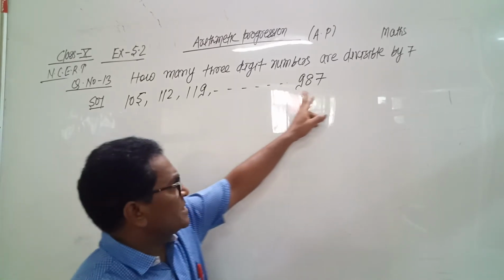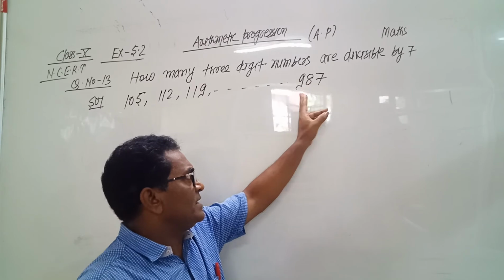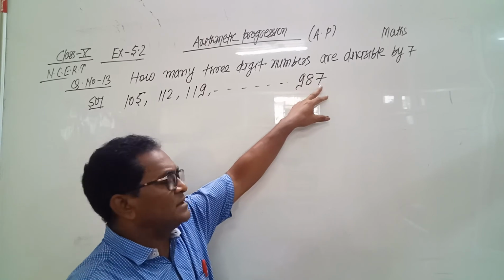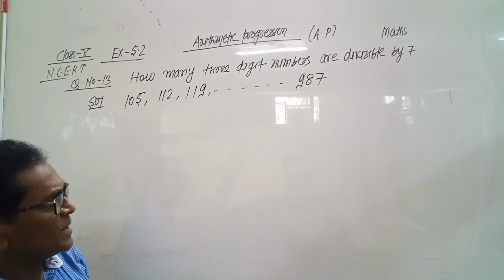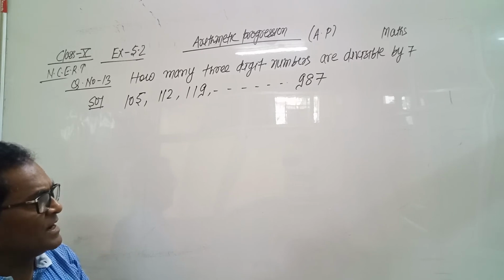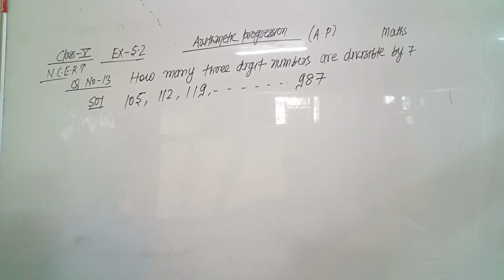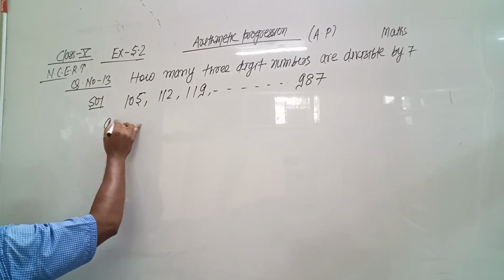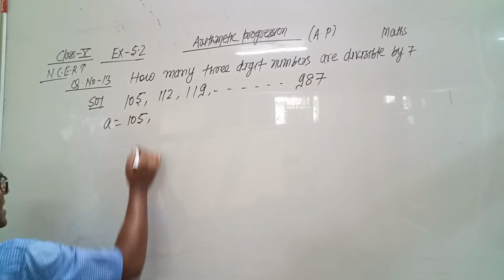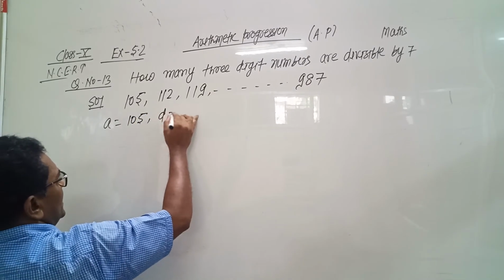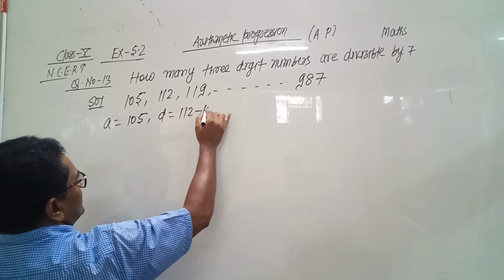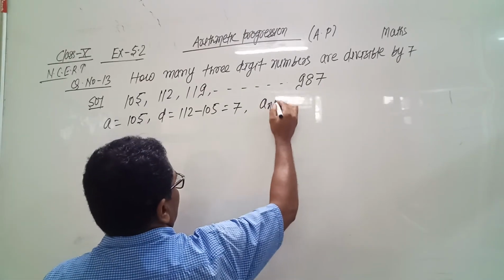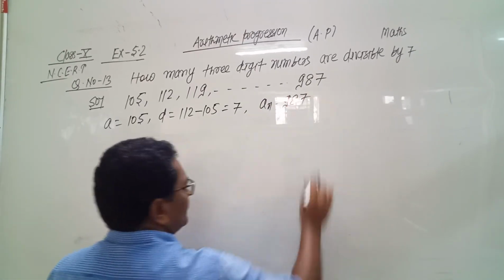The last 3-digit number which is divisible by 7 will be 987, because 14 sevens are 98 and 7 ones are 7. It goes by 141 into 7, 987. And now we have to find the number of terms. So the first term of this AP is 105. The common difference is 112 minus 105 equals 7. And the last term AN is 987.